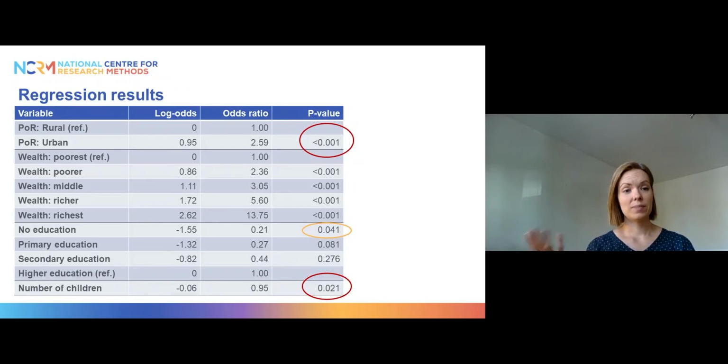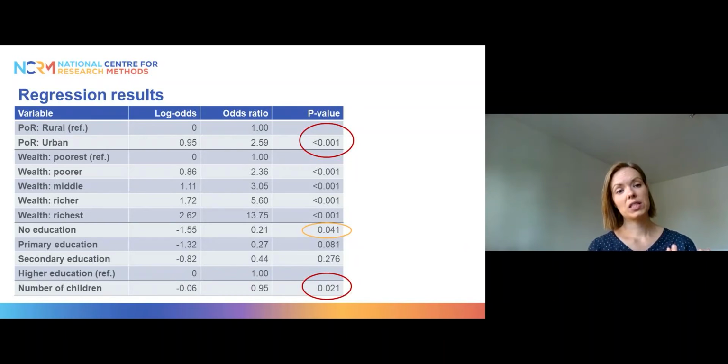And that means basically that place of residence is important in this model, and there is a difference between urban and rural populations in the sample, or it's very likely that this difference also exists in the population. When it comes to number of children, the last variable that we added to the model, which is the continuous variable, we have a p-value of 0.021, which at the 5% level again tells us that number of children is significant in this model, which means that we expect this association to also exist in the total population.